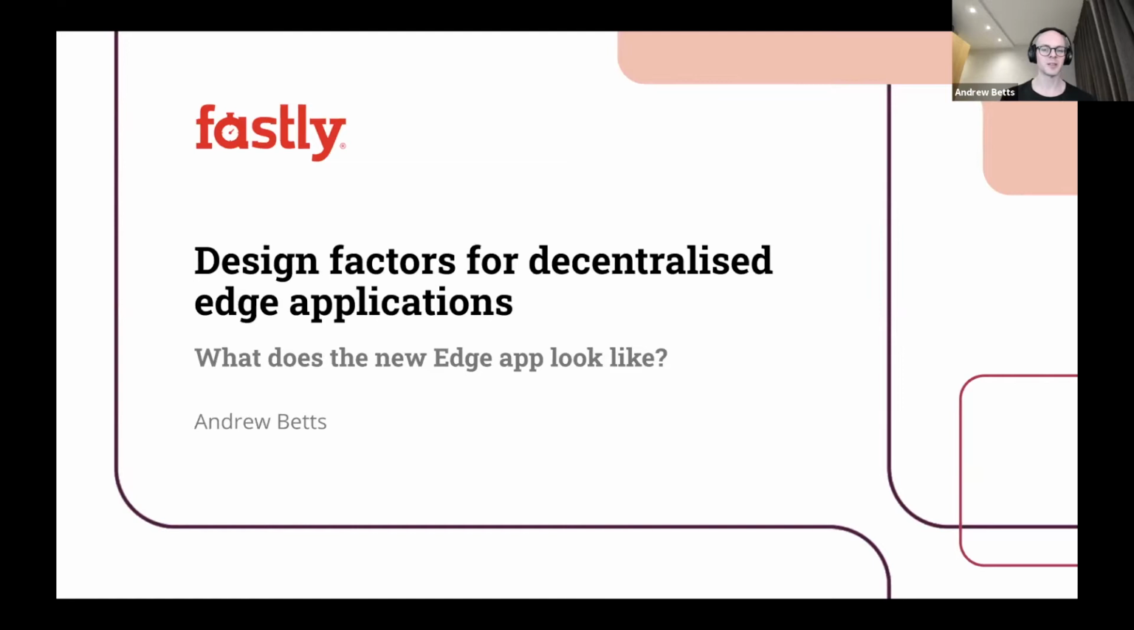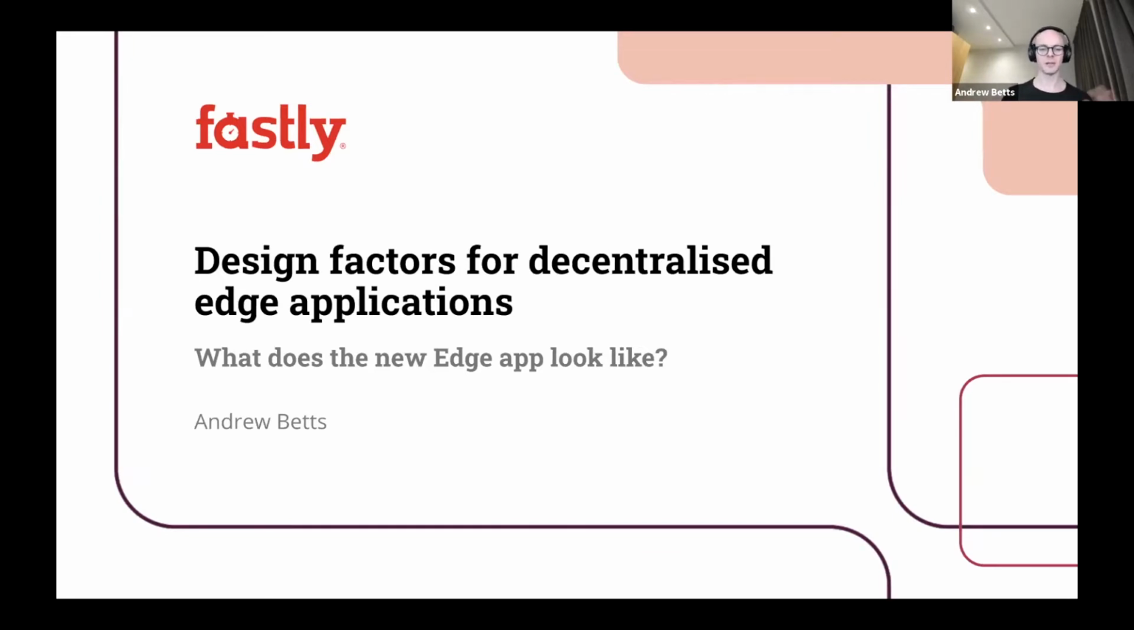I want to spend 20 minutes talking to you about rethinking our web applications for the decentralized era and what this new design style, design pattern of application might look like.